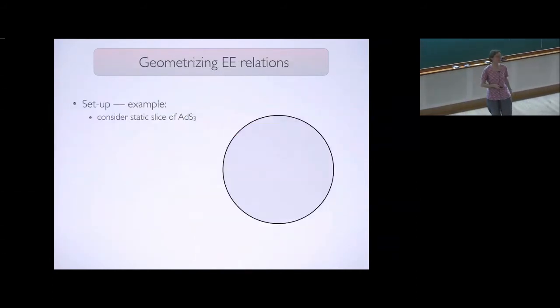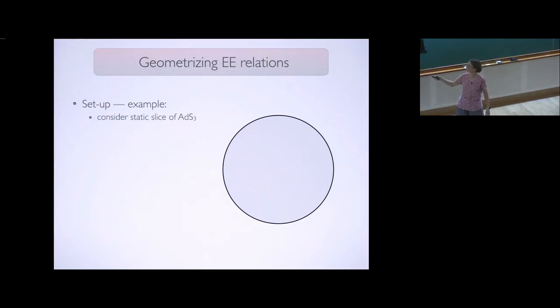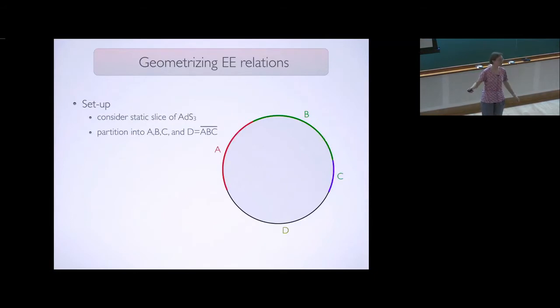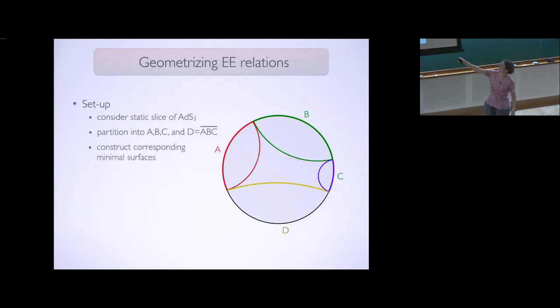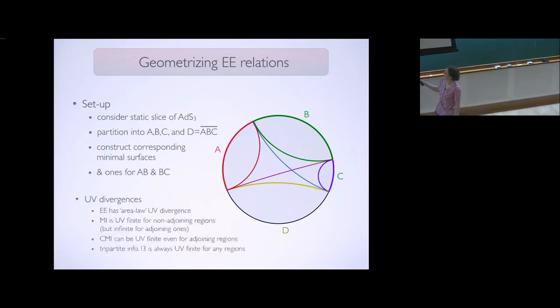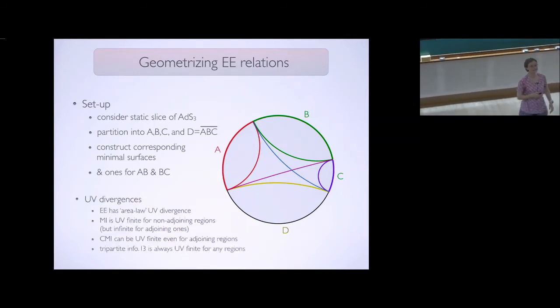So the setup for geometrizing these entanglement relations is you take AdS. Just for concreteness, I'll be drawing pictures that correspond to a spatial slice of AdS3, so this is the Poincare disk, and I'll consider the partitions of the subsystems A, B, and C as some spatial regions like this, just simply connected adjoining intervals. One can then construct the minimal surfaces corresponding to each of those. I'll call D the purifier of these three partitions. And you can also construct the minimal surfaces for the union of A and B and the union of B and C.